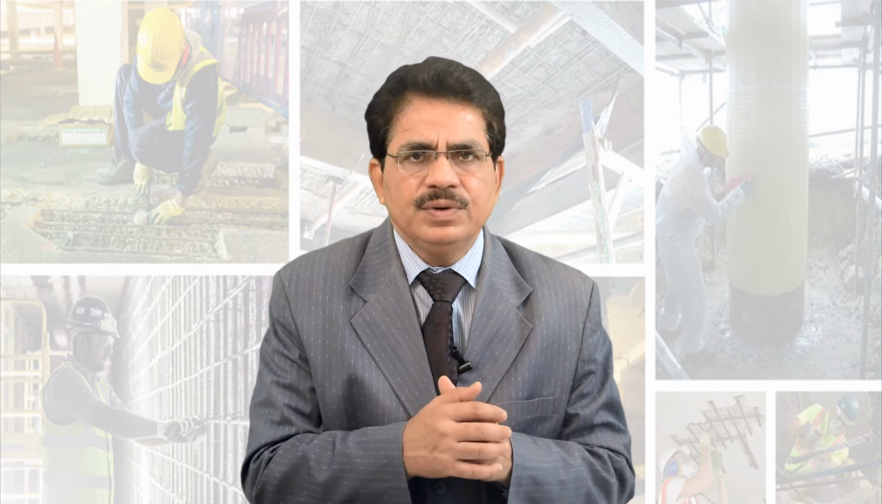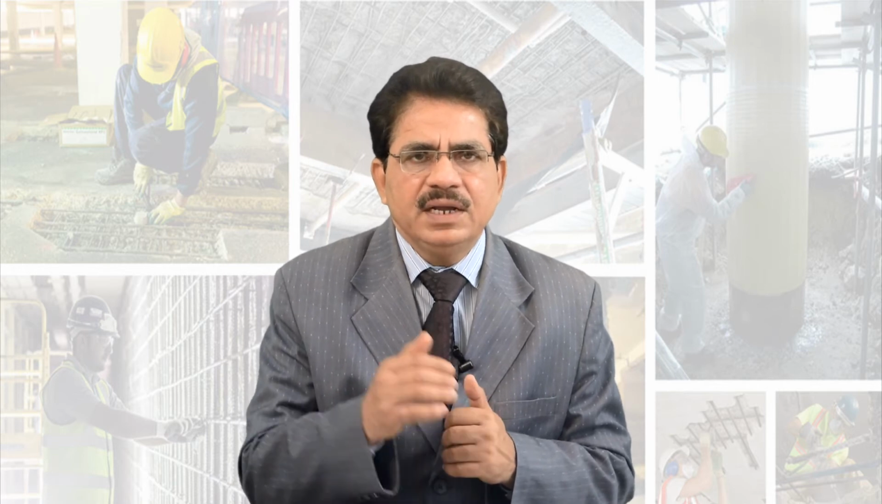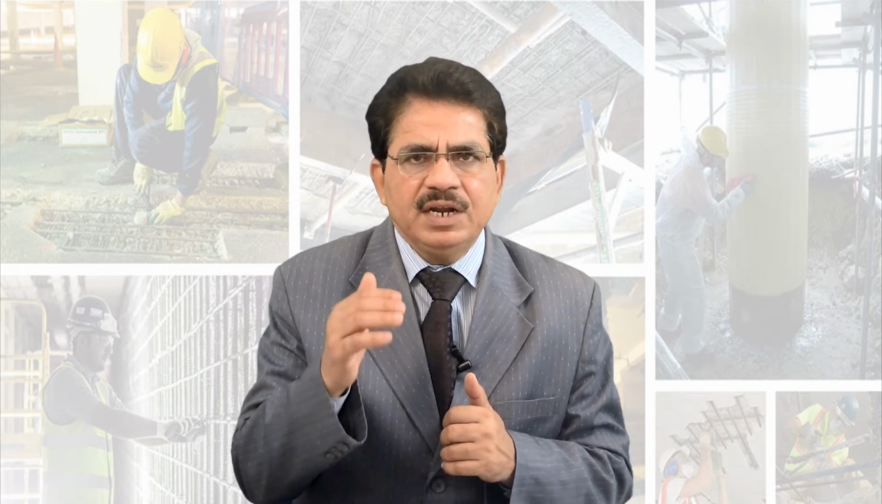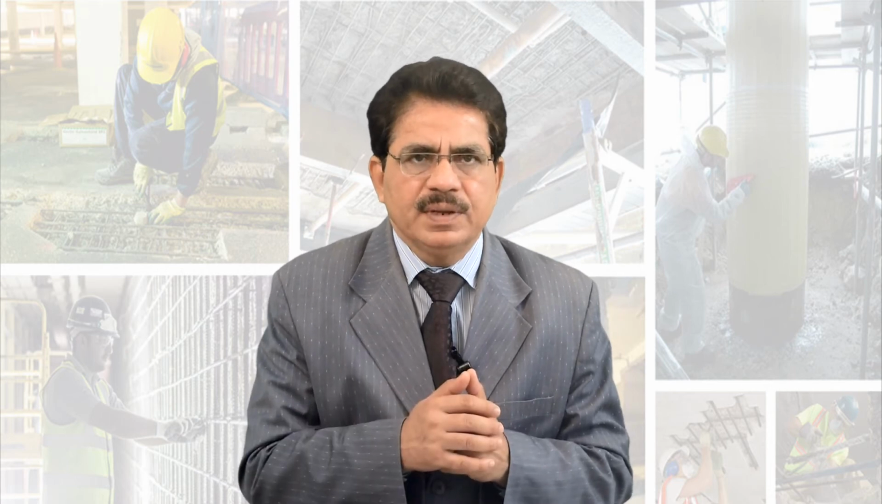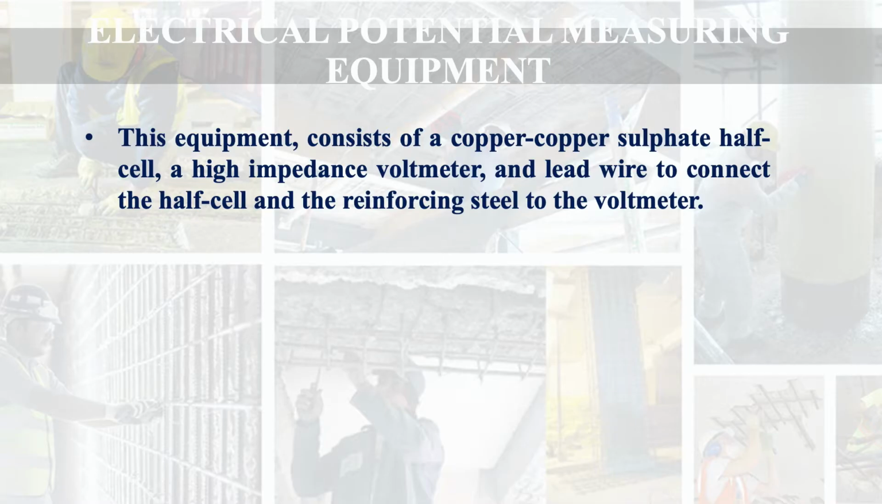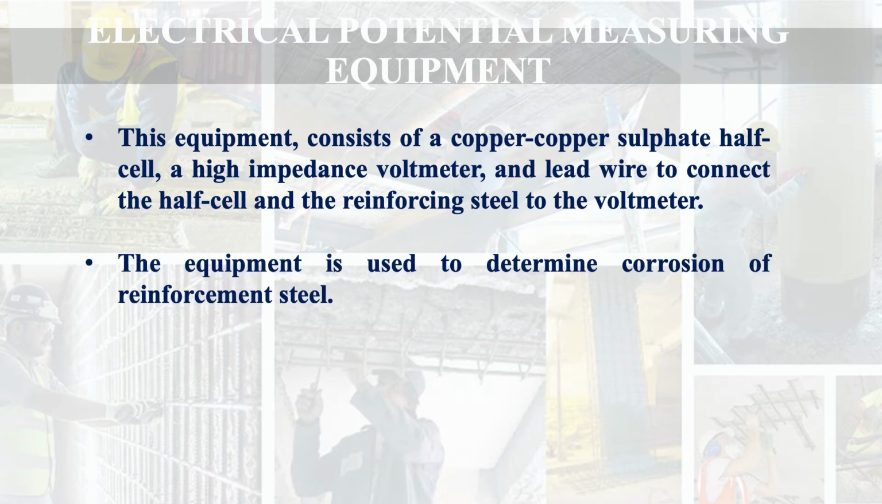Now let us move to another equipment, which is electrical potential measuring equipment. This equipment consists of a copper sulfate half cell, a high impedance voltmeter, and a lead wire to connect the half cell and the reinforcing steel to the voltmeter. The equipment is used to determine corrosion of reinforcement steel. Next we move to chloride analysis.